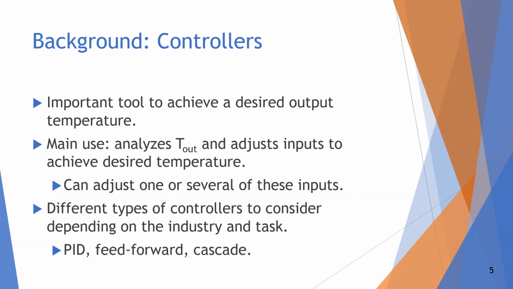There are different types of controls to consider depending on the industry and task. These range from the PID, the feed forward, and also the cascade. For our project, we will look at each one of these and compare the effectiveness of these controllers in a double pipe heat exchanger.